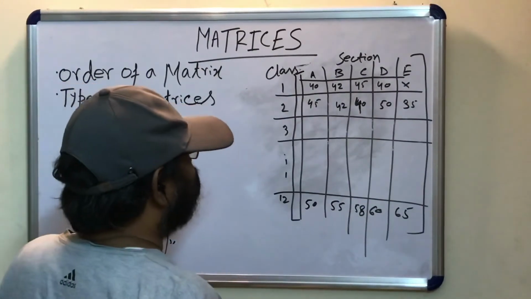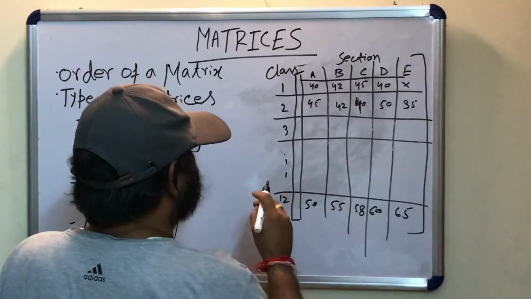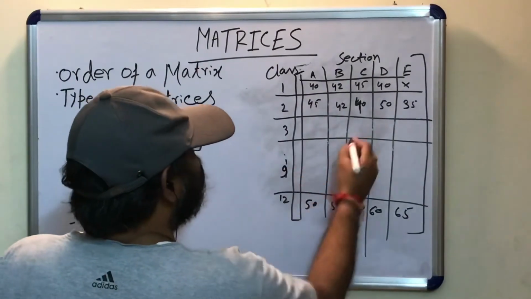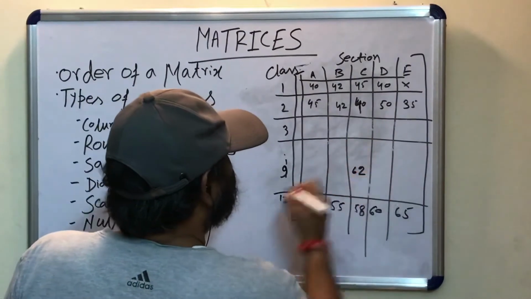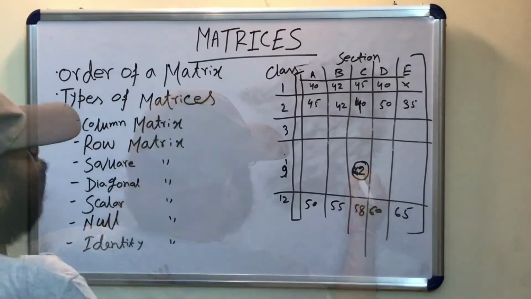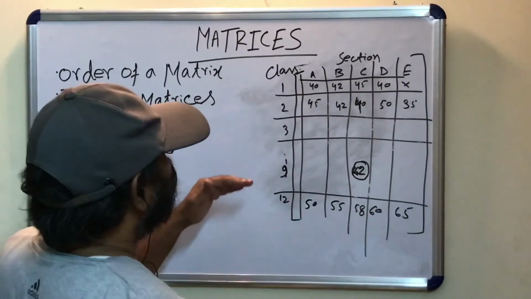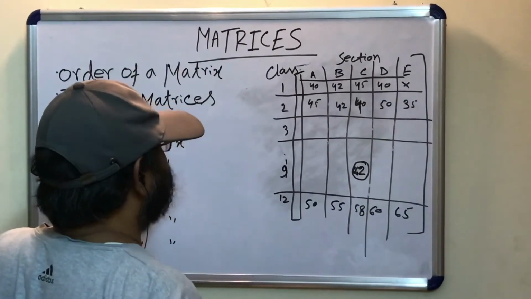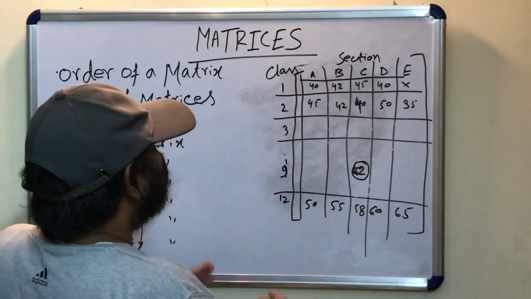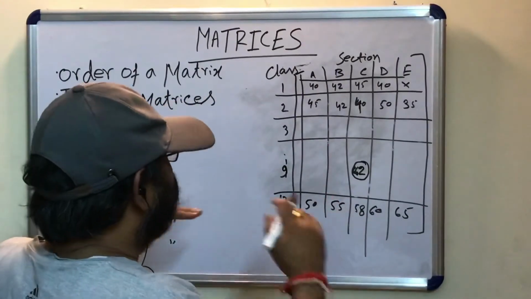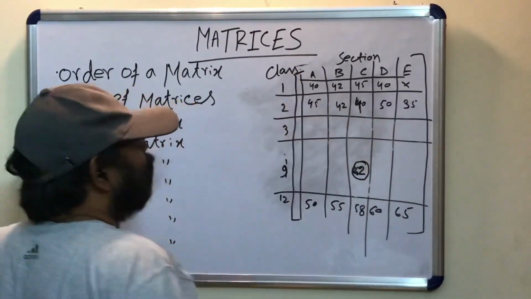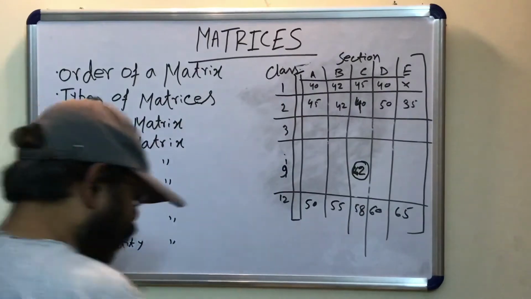And from this matrix you can easily identify the number of students of class 9 section C. Say this is class 9, this is section C, and you can easily find out the number of students in class 9 section C. So that is why it is an arrangement in a two-dimensional array, with rows and columns. Horizontal representation of the elements is known as rows, and vertical representation of the elements is known as columns. I think it is clear.